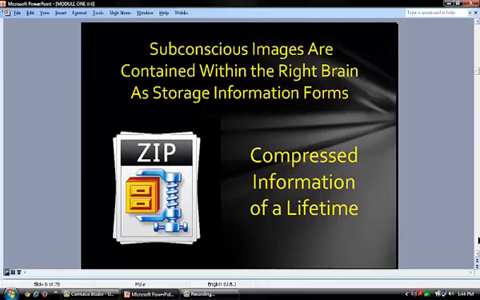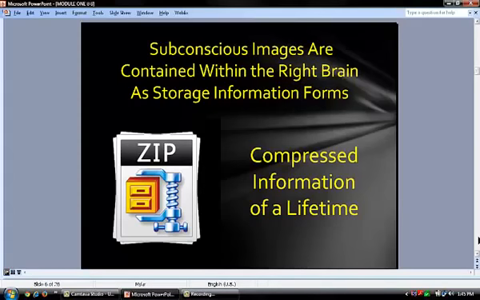And while we could debate about the different parts of the brain that contain the subconscious mind, for simplicity's sake, we'll just say that the right brain is where the subconscious information is stored. The right brain is comprised of subconscious imagery that we will call storage information forms. And these storage information forms are compressed forms. In other words, the history of a lifetime is contained within the right brain.